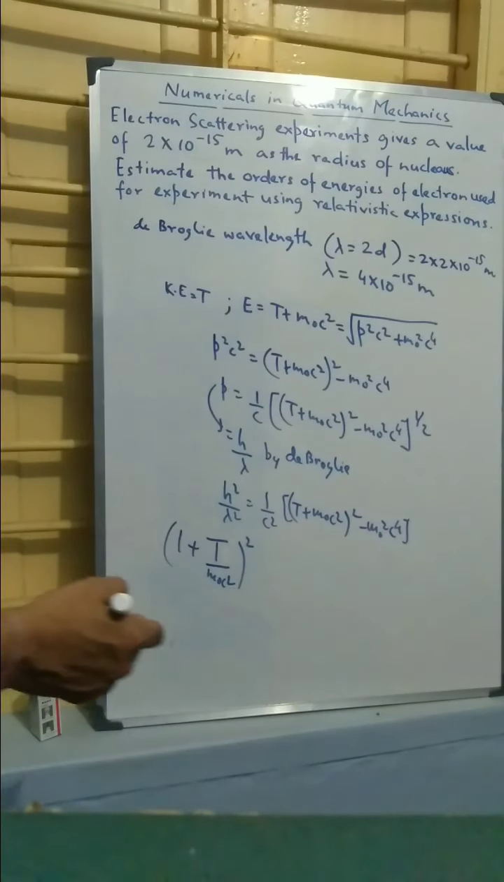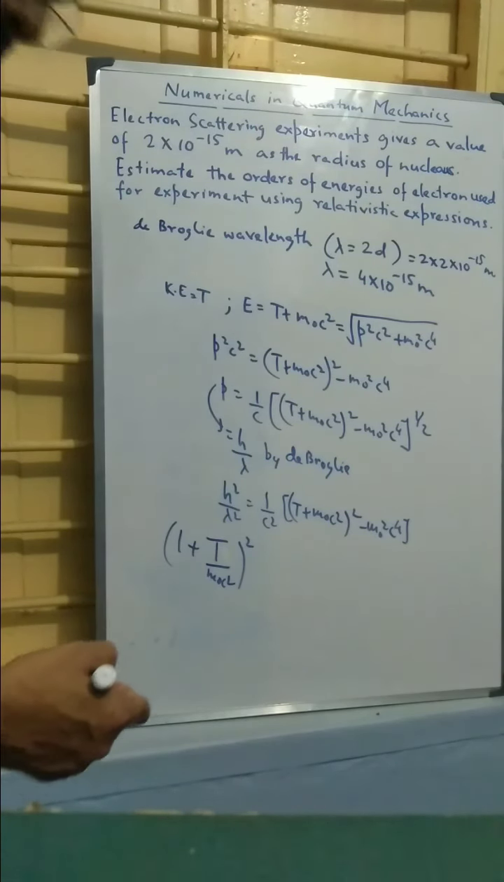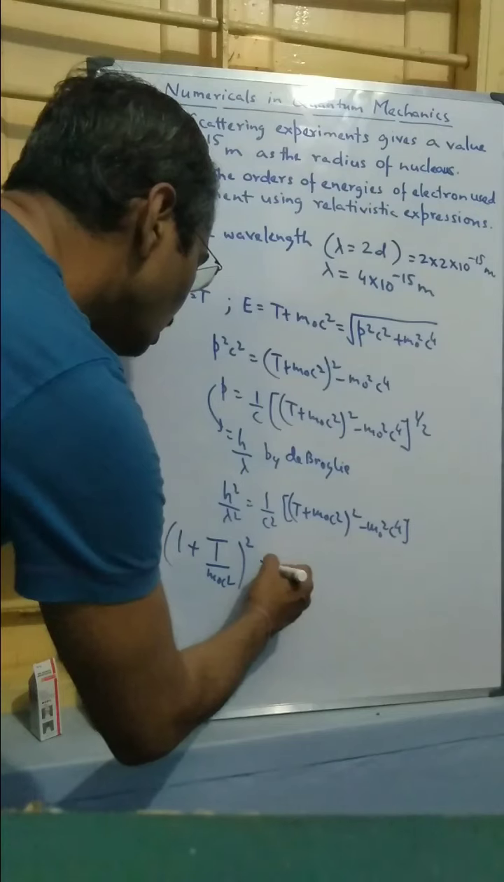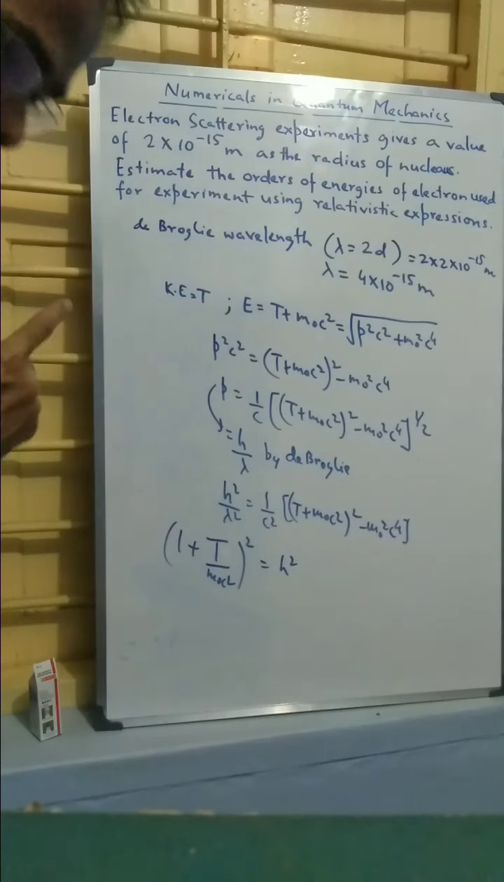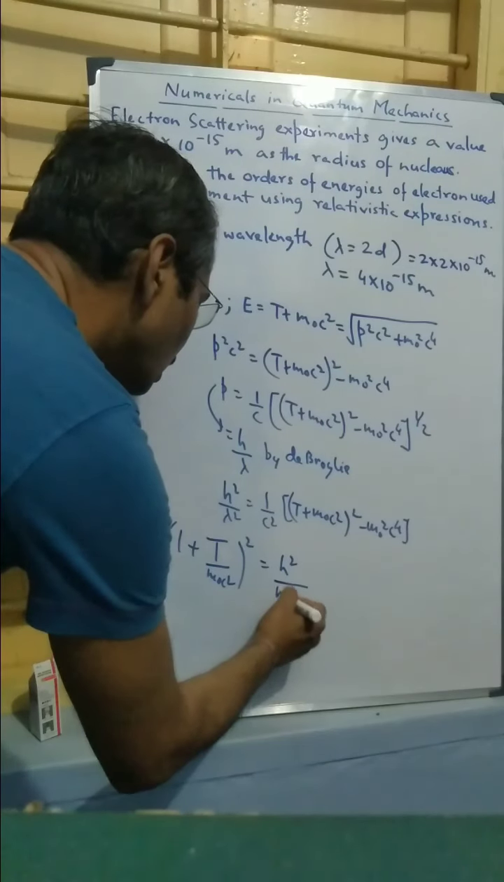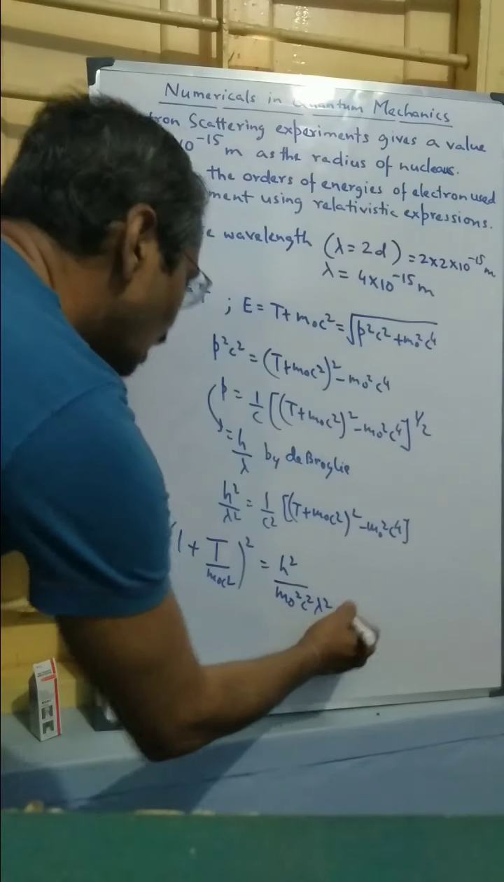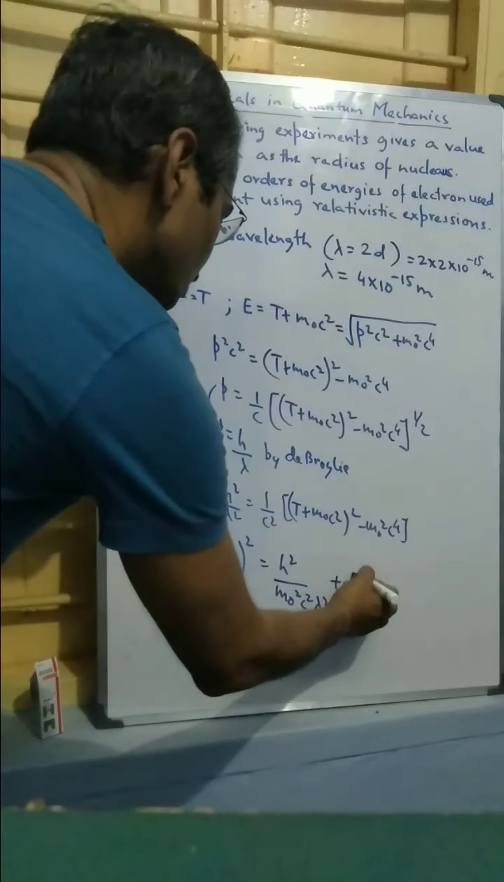So there is 1 plus T, and that is equal to h square, and since we are dividing this, we can write this to be equal to h square by m naught square c square lambda square. There was a c to the fourth and there is a c square, so m naught c square lambda square, and then there is a minus 1, so there would be a plus 1 factor.